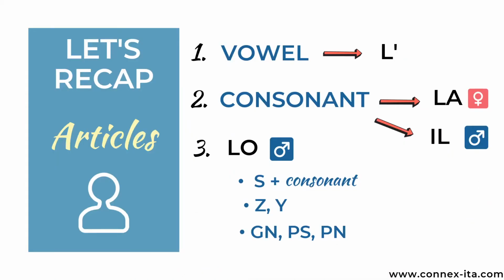Okay, it was a pretty complex lesson, so I tried to summarize the key points. If you see a word starting with a vowel, you always use the article l', regardless of its gender. If the noun instead begins with a consonant, then you use la if it's feminine, or il if it's masculine, unless the first letter is one of the following: S plus a consonant, Z, Y, GN, PS, PN. In these cases, you need to use the article lo instead of il.